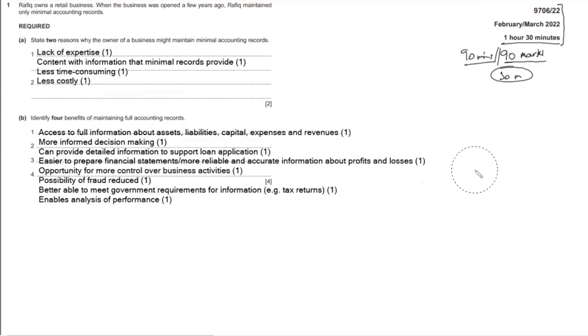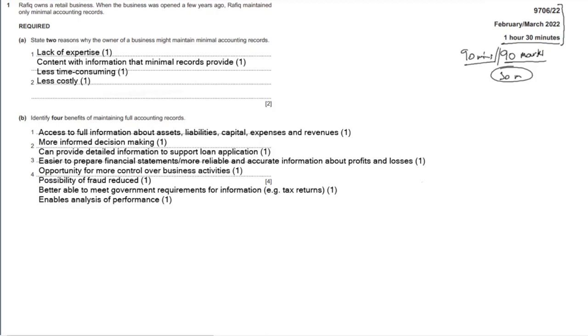Wait, I have to reveal more. Okay, everything is revealed, I guess. Can provide detailed information to support loan application, easy to prepare financial statements more accurately, opportunity for more control over business activities, possibility of fraud reduced, because everything is recorded.